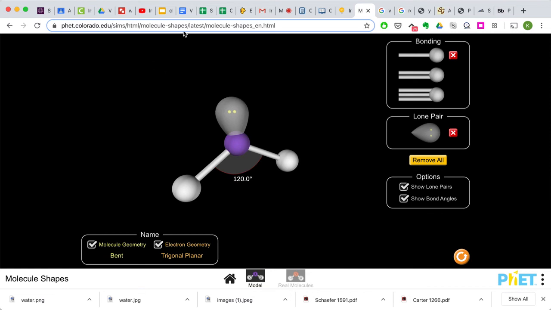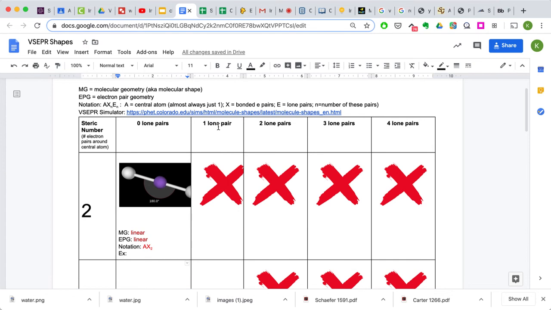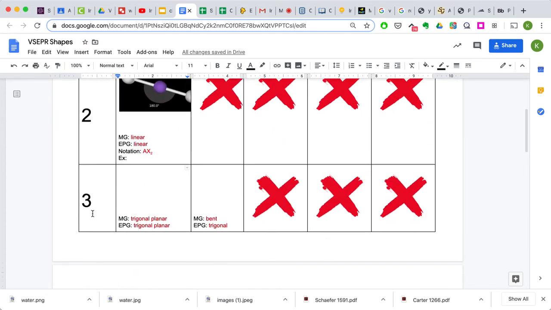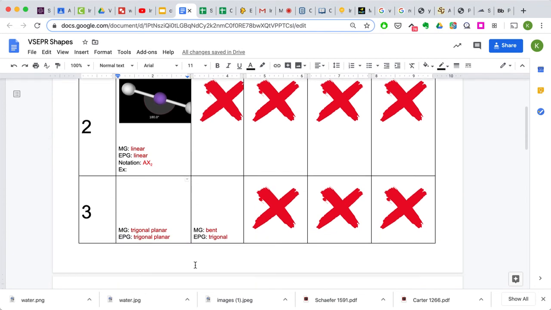Now you're going to go back, and where are you going to put this? You're going to put this picture here, because what this represents is one lone pair, but you still have 3 steric groups. You have bonded, bonded, and lone pair. So there's still 3 steric groups.